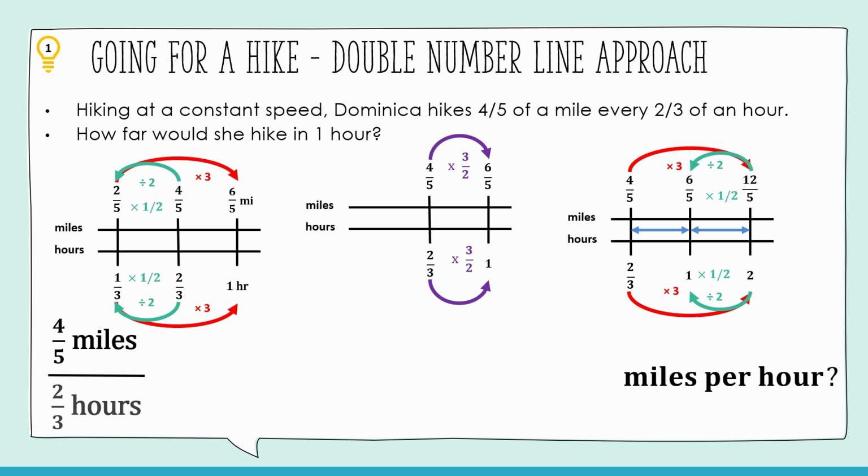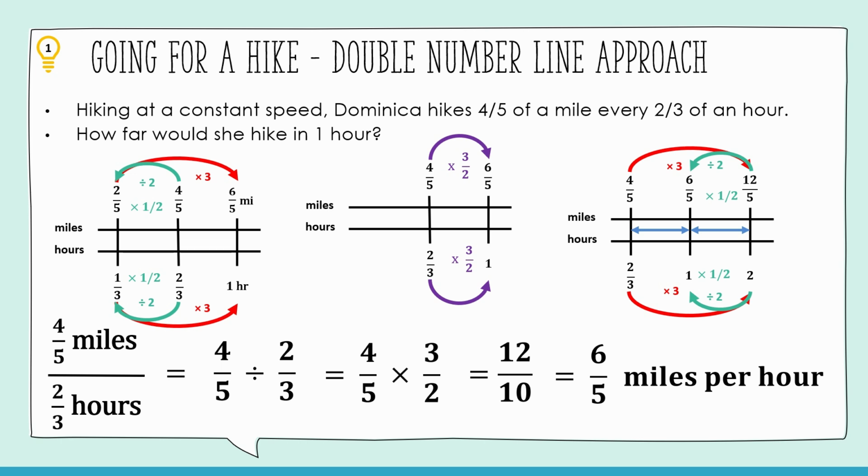4/5 miles per 2/3 hours is 4/5 divided by 2/3, which is computed by the standard algorithm as 4/5 times 3/2, which we can simplify to our final answer. Notice that this approach connects nicely to our double number line approaches, particularly the last approach of scaling by 3/2.